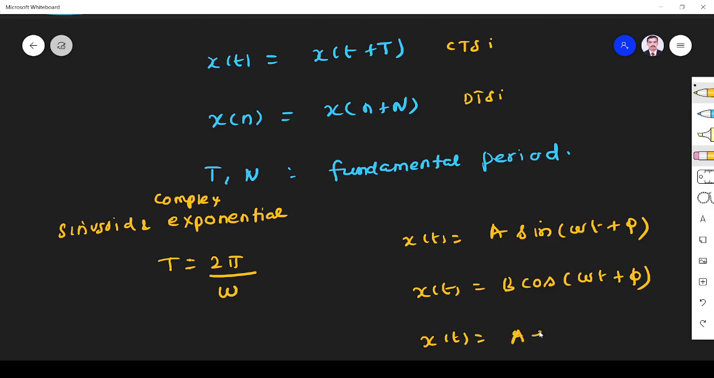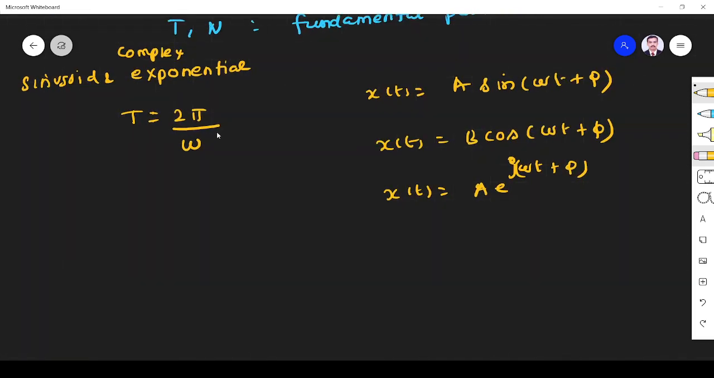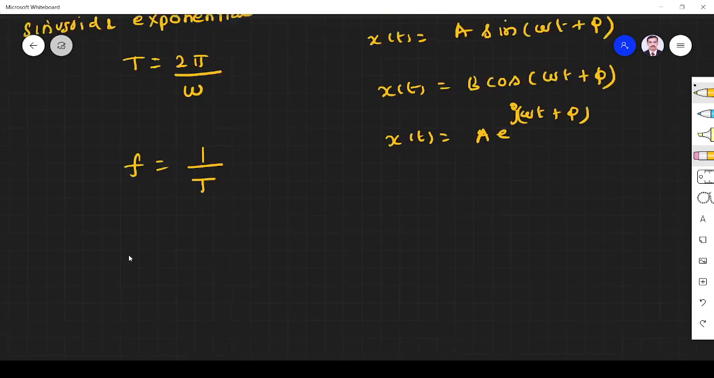Similarly, for a e power j omega t plus phi, right? Here also the complex exponential e power j is there, so T is equal to 2 pi by omega. So in this way we can find the fundamental period. The fundamental frequency is f equal to 1 by T, right? So this is periodic signal.